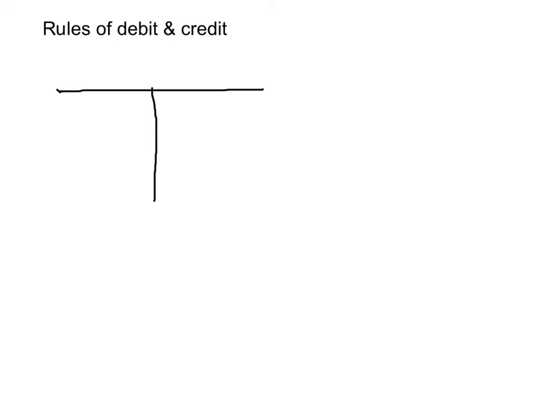You need to know the rules of debit and credit so that you can record transactions for a business. Now here I have what's called a T account. This is the basic summary device in accounting. It has two sides. The left side is called the debit side, or you can write it DR for short. The right side is the credit side, and you could write that CR for short.